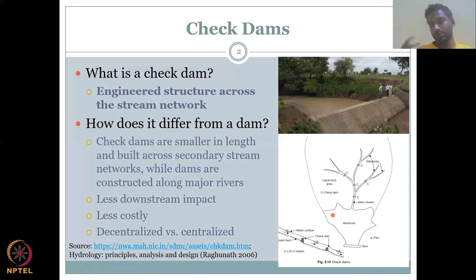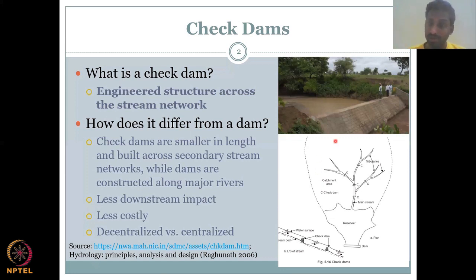There are uses for it. They want to create the level up so that they can draw hydropower. It's called maintaining a head, or an elevation of the water, so that when water falls, it can be used for your hydropower. Whereas check dams normally you don't use for hydropower. It is mostly for water recharge, irrigation, lift irrigation, etc. It is less costly. Small size, therefore less costly. You don't have to clear the land.